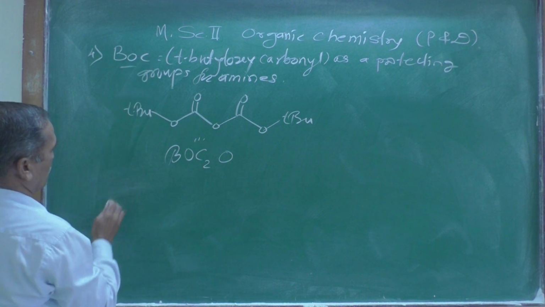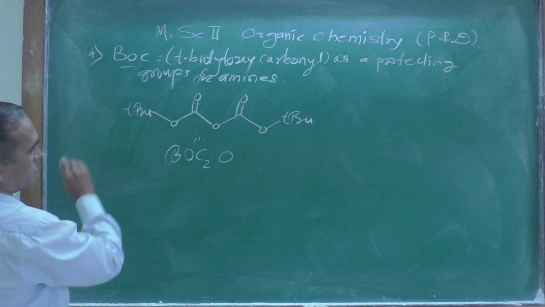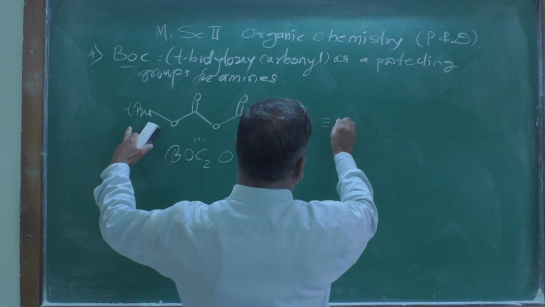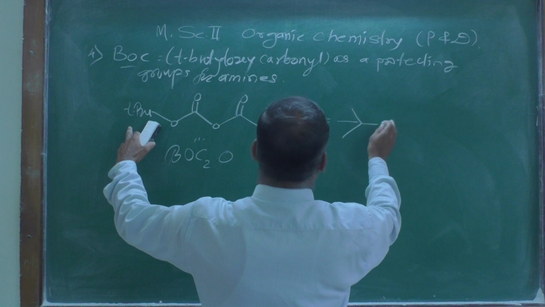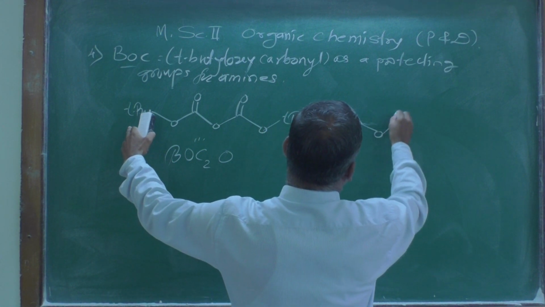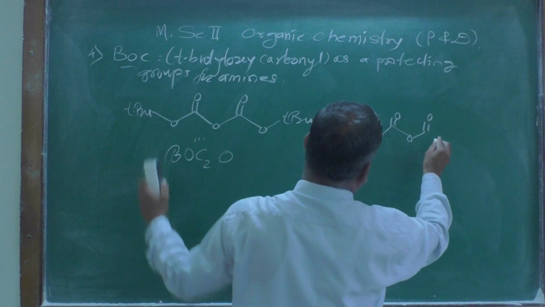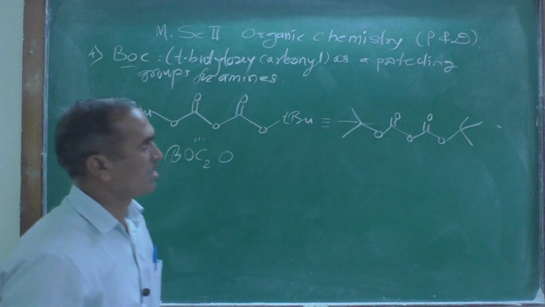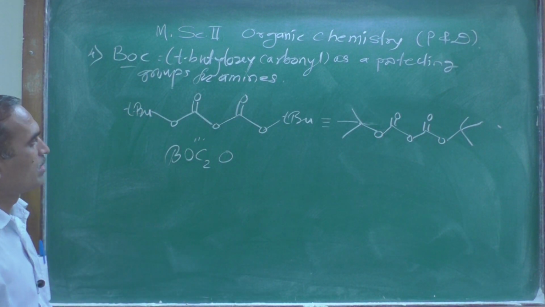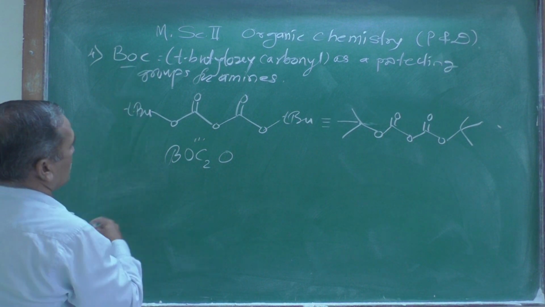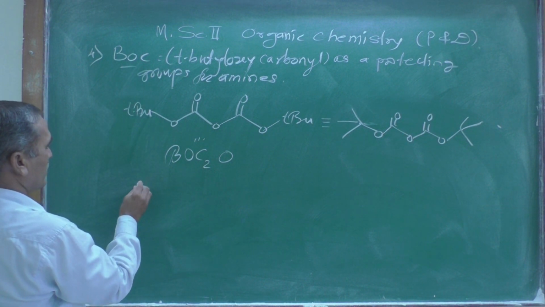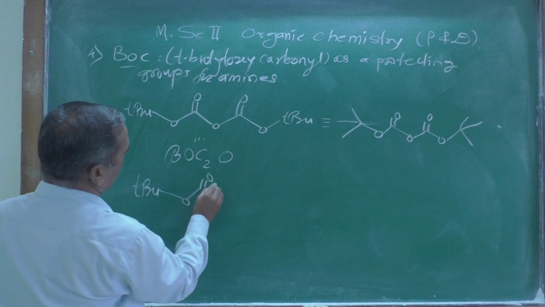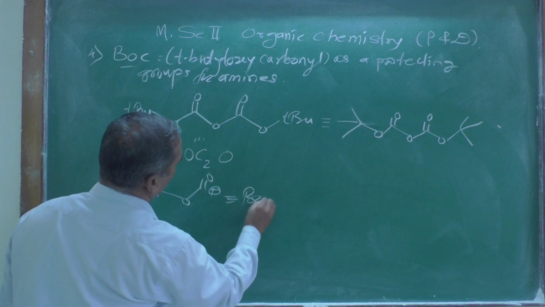Now, Boc group means what? This tertiary butyl compound, we can show like this: tertiary butyl group, then an oxygen atom, then C double bond O. Three methyl groups are there, and that is a very bulky group. Now Boc means what? Boc means this group: tertiary butyl, O, C double bond O. This is called Boc.